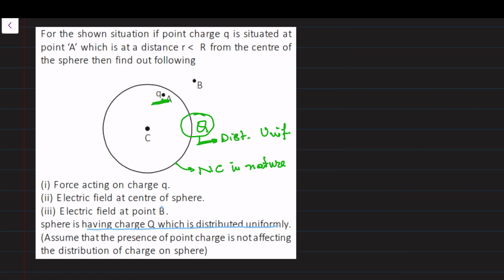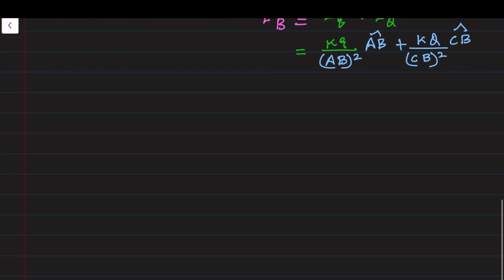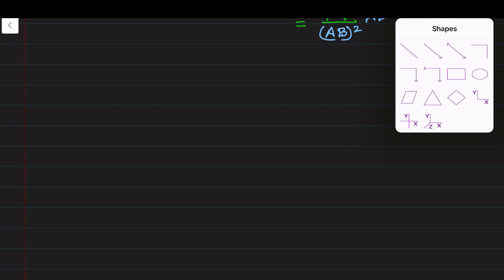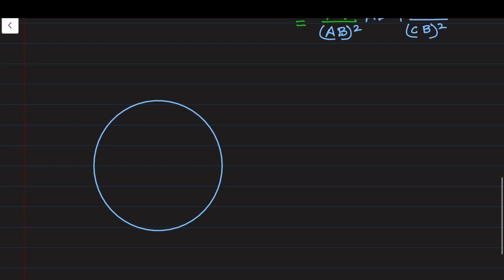Right, let's take one extension of this. If this sphere is conducting in nature, let's see that also. Let us say this is center C, here a point charge q comes, and here a charge Q is given, and this is point B. And assume this is conducting in nature. We are taking one extra question.